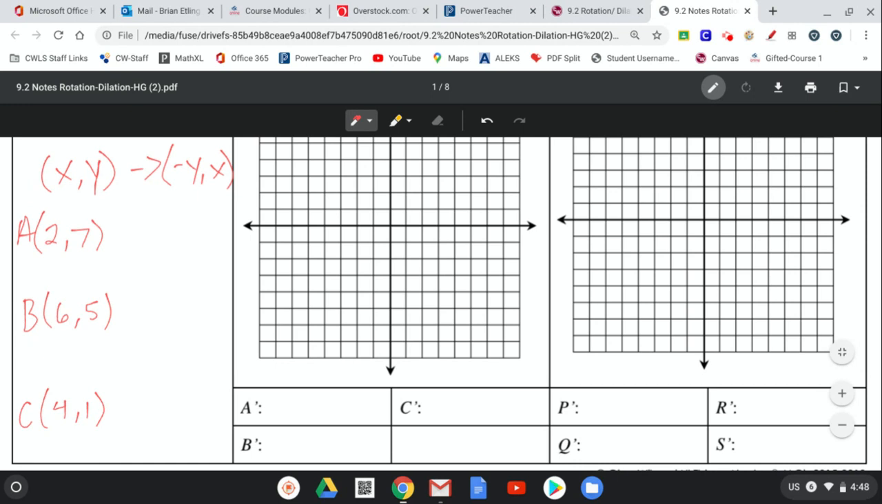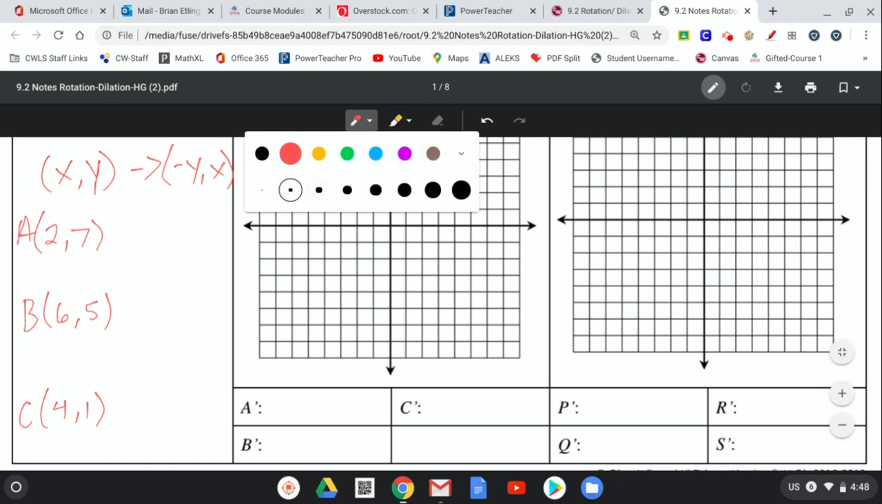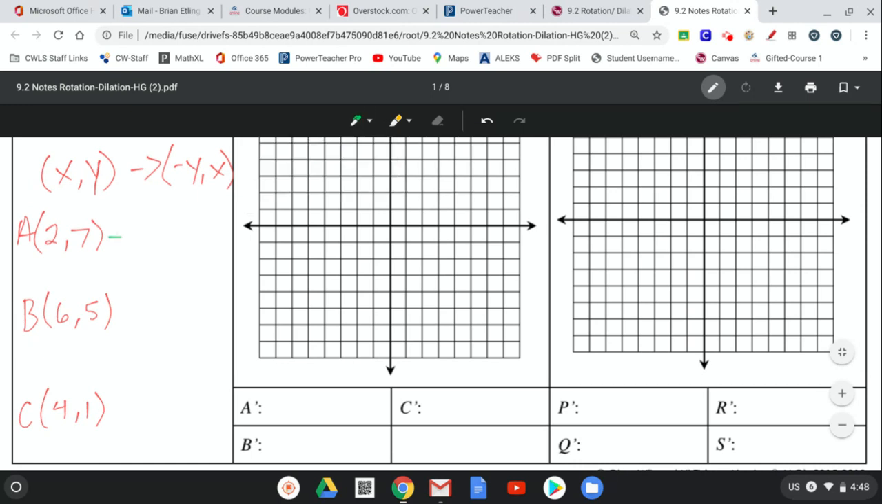So for this, we are going to use this rule. So I'm going to change colors here. All right, so when we rotate that A coordinate 90 degrees, that means that 7 becomes negative, and the 2 moves into the second position. So the coordinate for A prime is negative 7, 2.